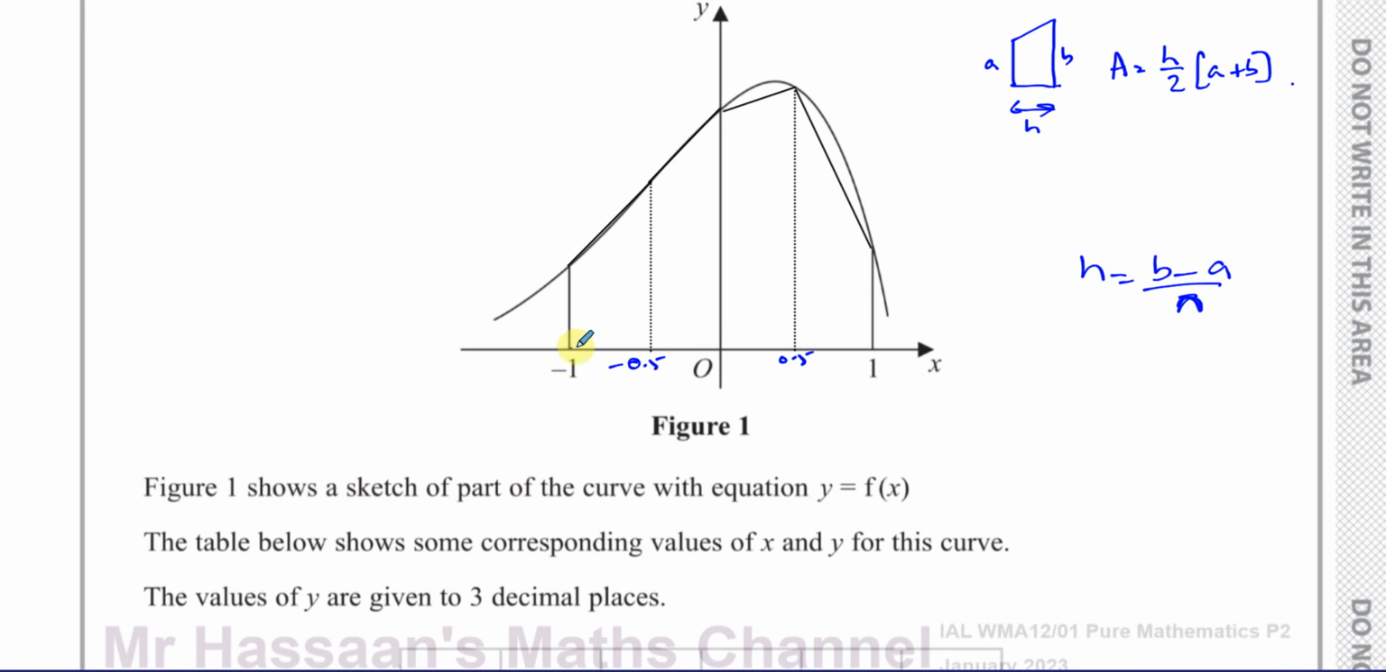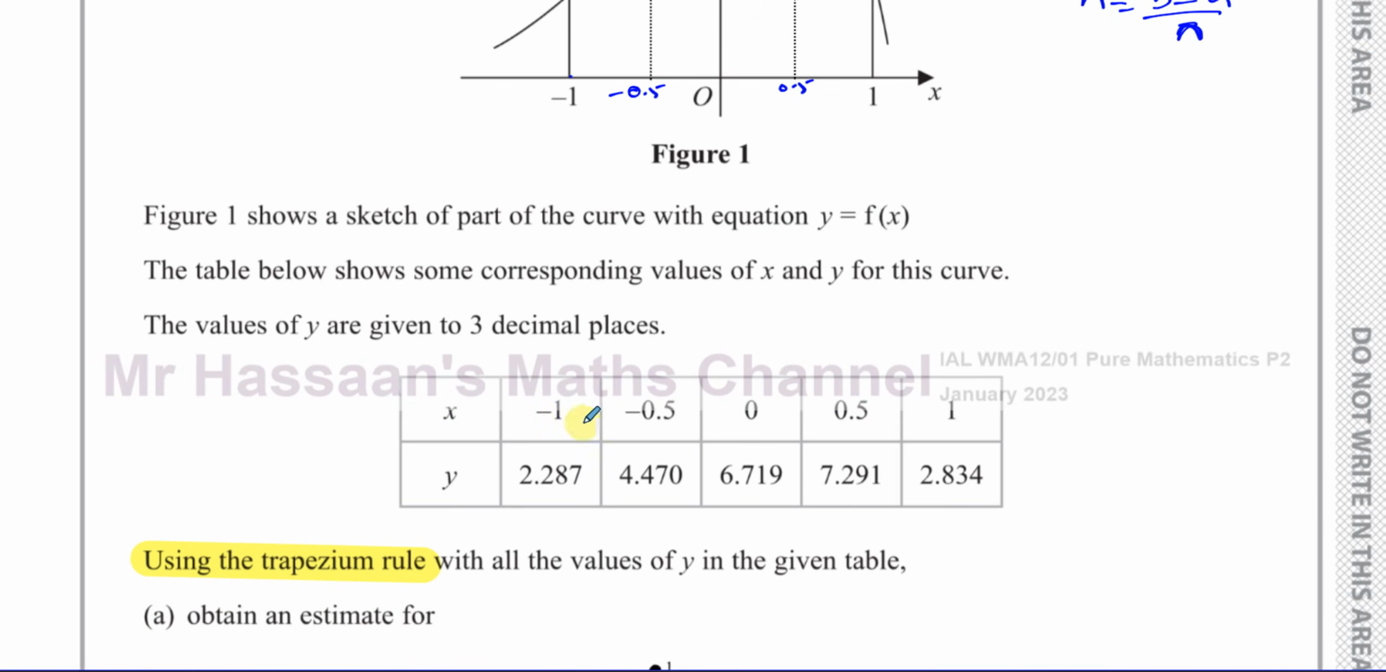So we can see very clearly that the value of h is 0.5. It's not like you take these numbers and say, oh, there are 5 numbers, so we do 1 minus -1 divided by 5. No, that's wrong. It's actually the number of trapeziums which determines what n is. N is not the number of these values, it's the number of trapeziums.